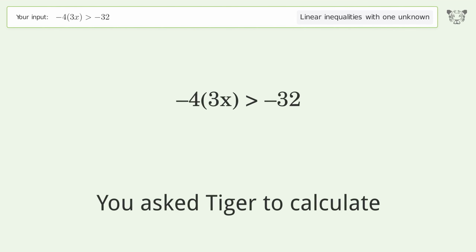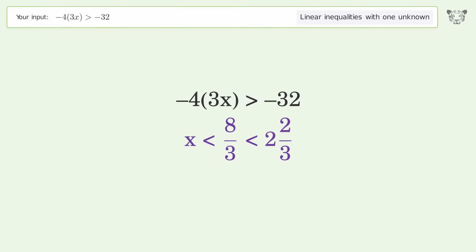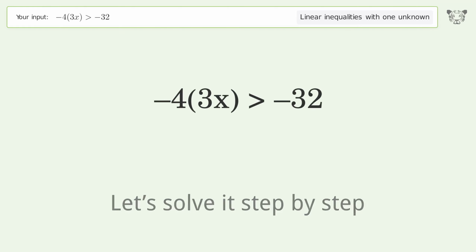You ask Tiger to calculate. This deals with linear inequalities with one unknown. The final result is x smaller than 8/3 smaller than 22/3. Let's solve it step by step.